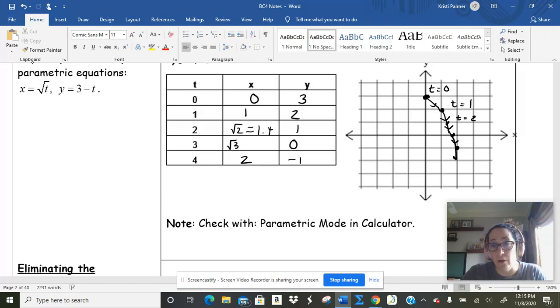So I drew a lot of arrows. You don't have to have that many, but you do need to show the direction. That's what a parameter is all about. So go ahead and have fun. Go put this into your x1 and your y1 in your calculator and see what happens.